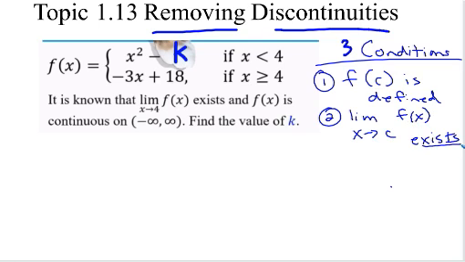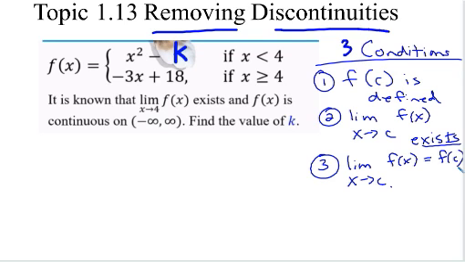All right. And thirdly, the limit as x approaches C of f of x must be the same thing as the function value there. Those three conditions are not going away. These problems are very common on the AP Calculus exam. And if you can remember those three, it will help steer you in the right direction.